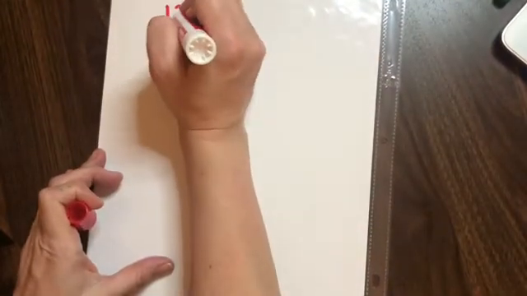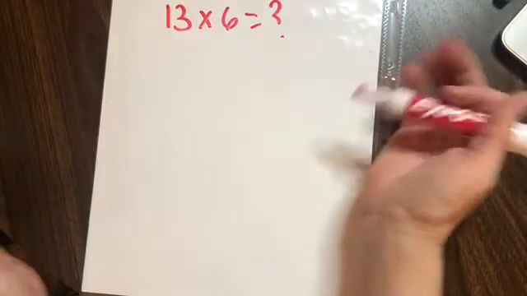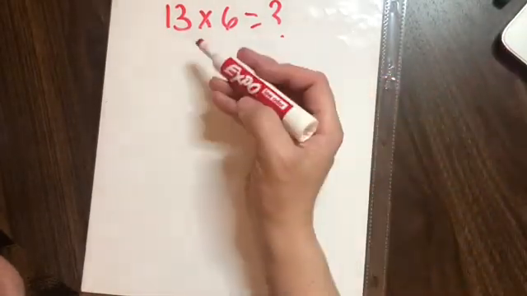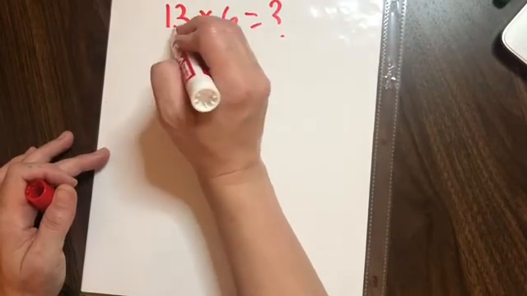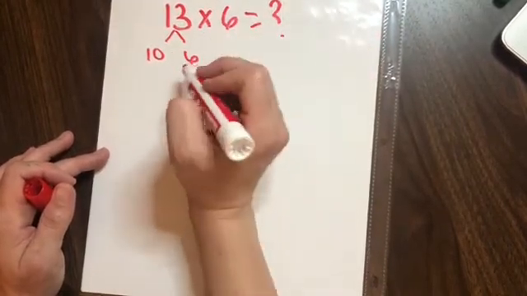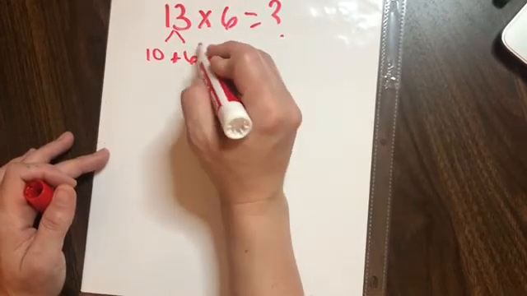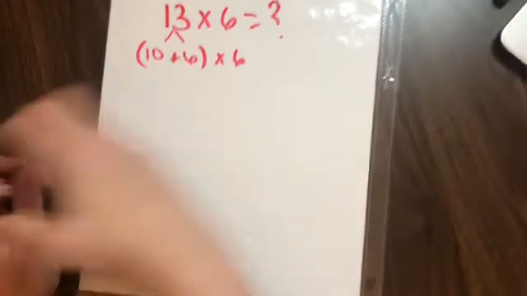This is a sneak peek of what you're going to learn later in the year. So if I have a larger equation like 13 times 6, I could totally count by 6 13 times, or I could count by 13 6 times, or I can break my 13 up into 10 and 6 and then multiply both of those times 6. Let me show you how that's done.